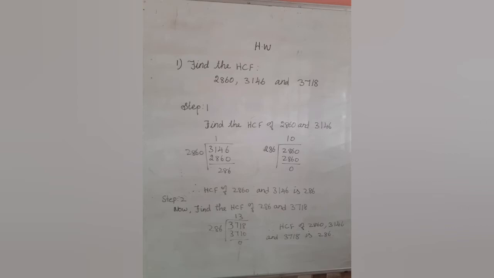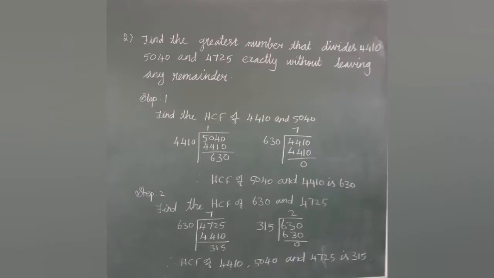Now, we get the HCF of 2860 and 3146 is 286. Now, we can find the HCF of 286 and 3718, that is 13 times, isn't it? Now we get 0 remainder. So what's the HCF? The HCF of 2860, 3146 and 3718 is 286.